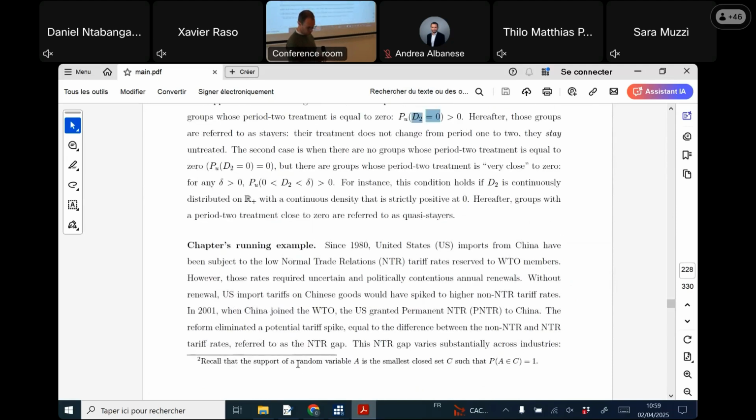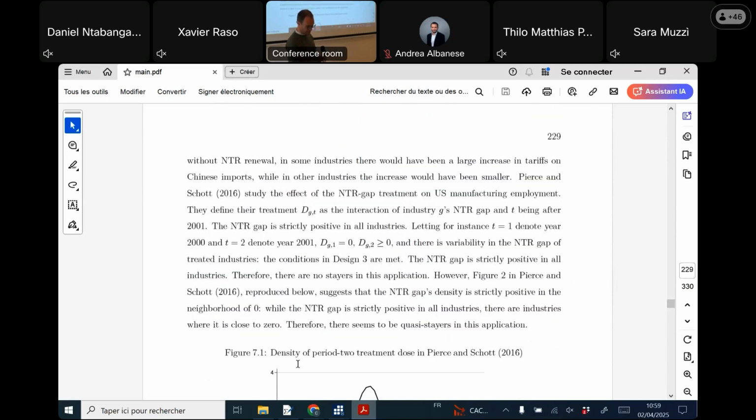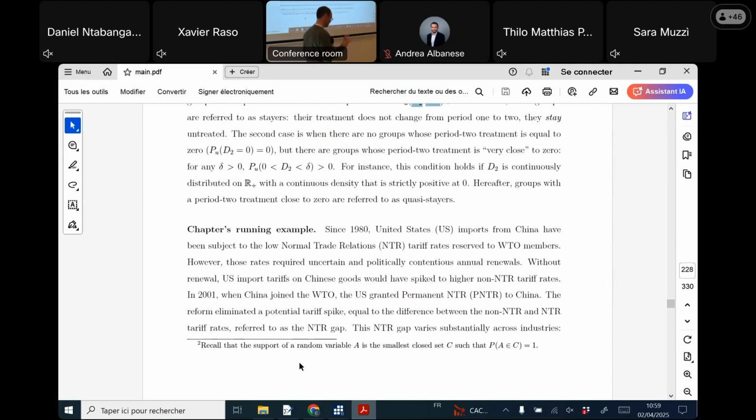So the running example that we're going to be using, even though unfortunately the data is proprietary, so I could not give you access to it. That's something we'll need to deal with later. So we're going to be revisiting a trade paper that looks at the effect of China's accession to the WTO on US employment. You know, it's one of those quote unquote China shock papers.